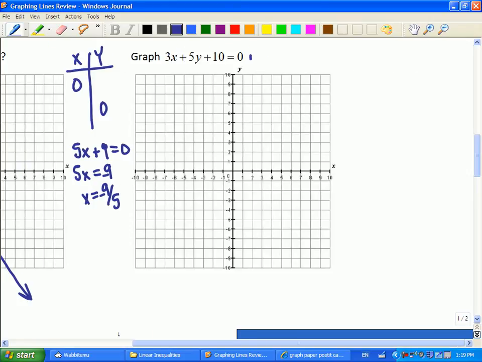So try rearranging this to graph it. All right, 5y is negative 3x. So y equals negative 3 over 5x minus 2. So I drop 3 and I move over 5. Drop 3, move over 5.